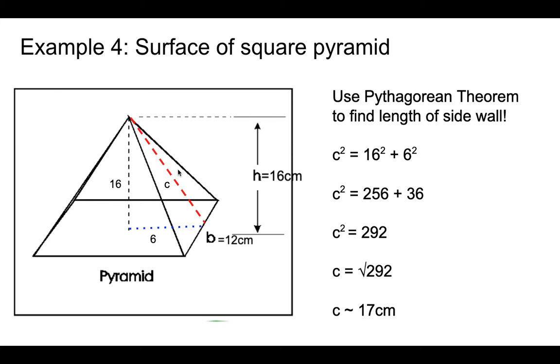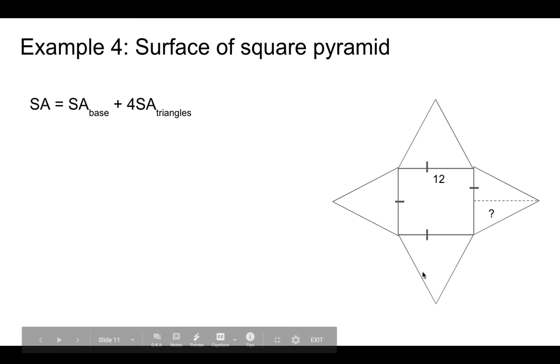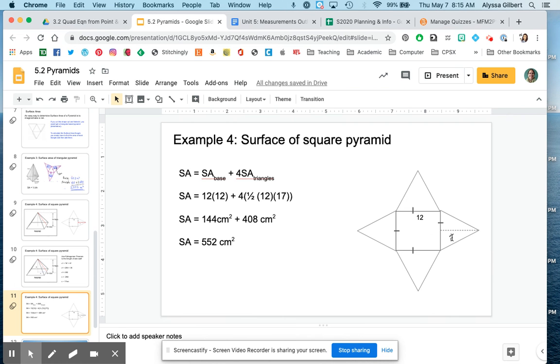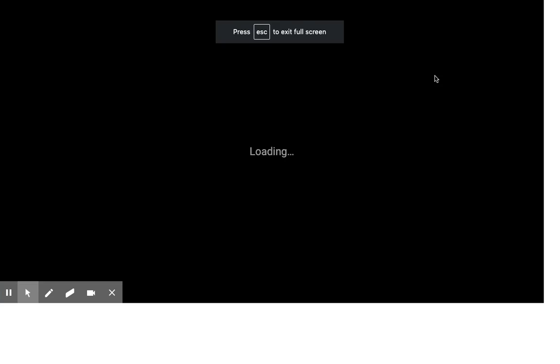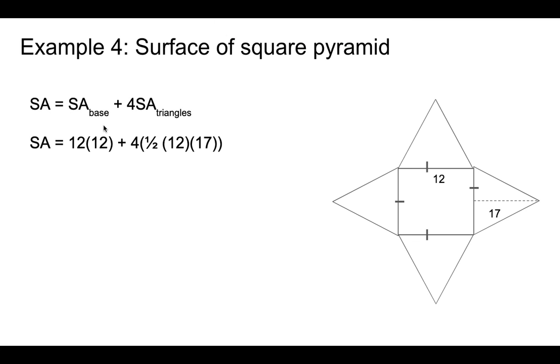Okay, now that we have that, we can use that and the fact the base is 12 centimeters to find the area of all four of our pyramid sides. So let's go here. Okay, so this total surface area is the surface area of the base plus 4 times the surface area of the triangles, because there's 4 triangles. So the surface area of the base is 12 times 12, plus 4 times 1/2 times 12 times 17. And now we're just going to plug this into a calculator. So 12 times 12 is 144. And if you do 4 times 1/2 times 12 times 17, we get 408, and then our last step is to add them together. So we get 552 centimeters squared.